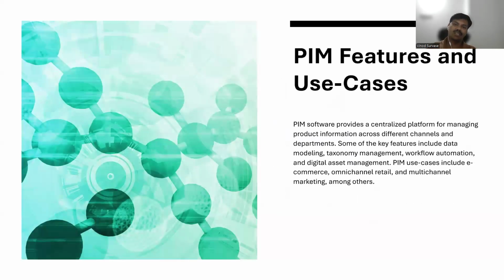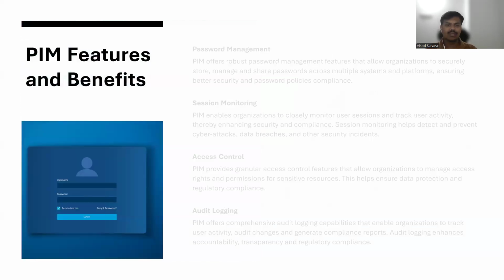So here are different key features as well as use cases of PIM. PIM is going to provide us a centralized platform for managing product information across different channels, different departments, different organizations, and some key feature areas include data modeling, taxonomy management, workflow automation, digital asset management, and it has some use cases including e-commerce channels, omni-channels, retail, multi-channel marketing, and many others, right? So let's go ahead and look at those features first.